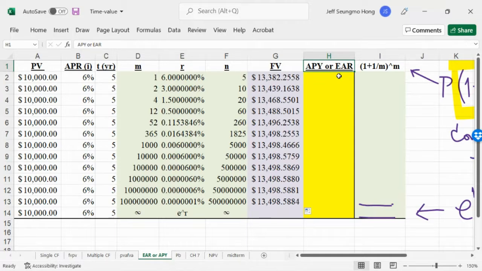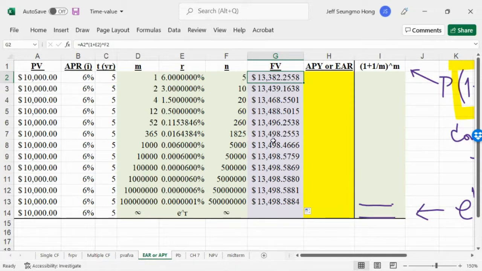When compounded just once a year, will take you to the same future value, like this. Okay? In other words, think about it. If 6% is compounded just once a year, you cannot get to this. If 6% is compounded just once a year for 5 years, it will only be this, right?